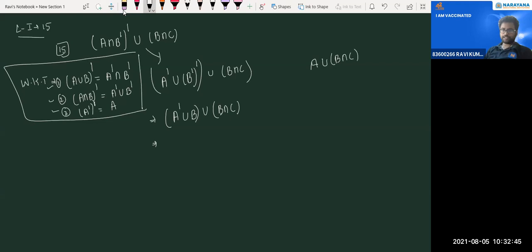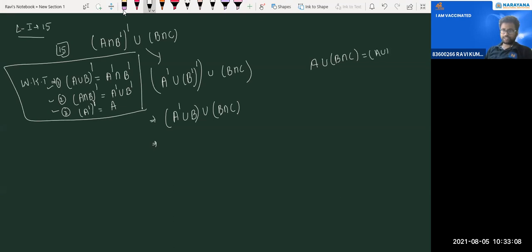Two days back, I discussed the distributive law, one property of sets. We discussed the distributive property on the very first day of sets. Anyone, A union B intersection C can be written as what?